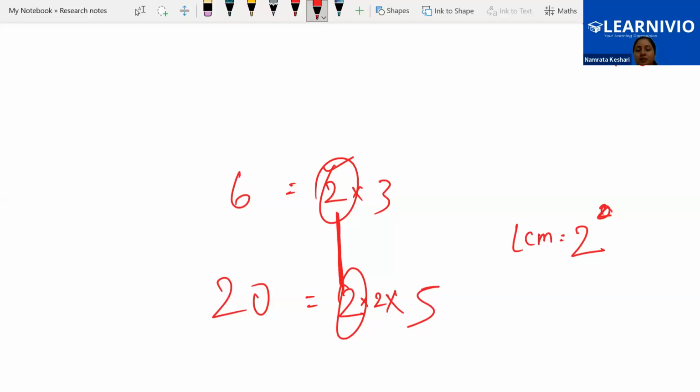Can you see it, Aisha? So when I am saying we have to write the maximum power, that means we are taking that into consideration. First we are writing the common term, and then whatever extras are there, that also we are writing. Getting it? Is it clear, Aisha? Yes, ma'am. Okay, this is how we need to do it.